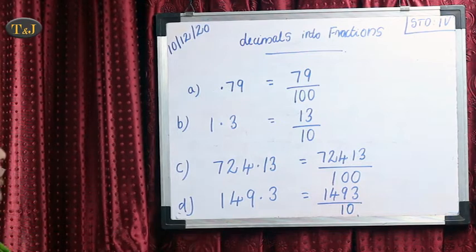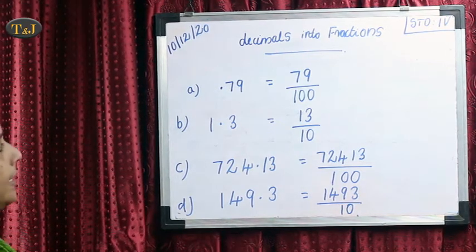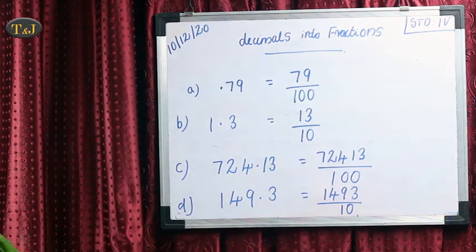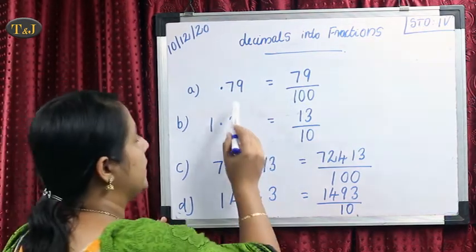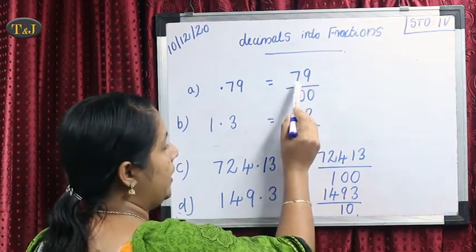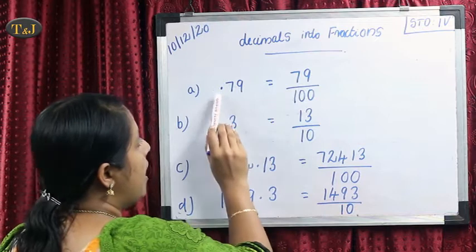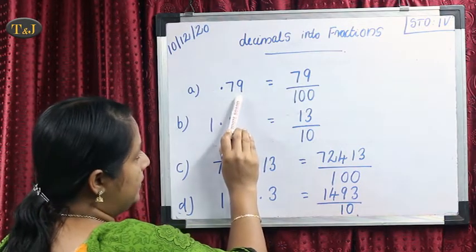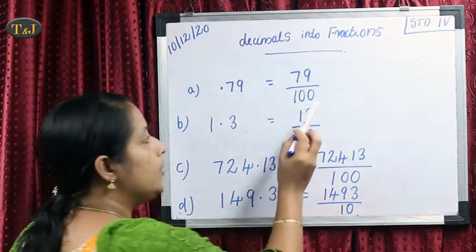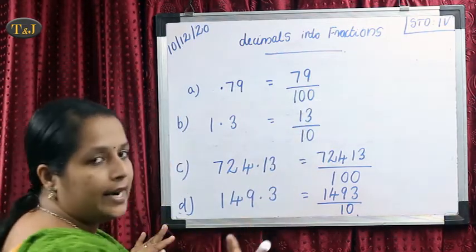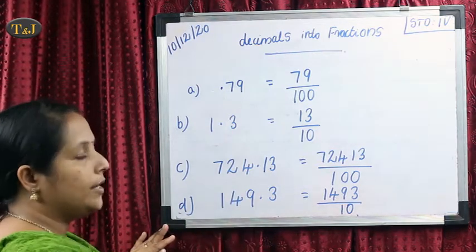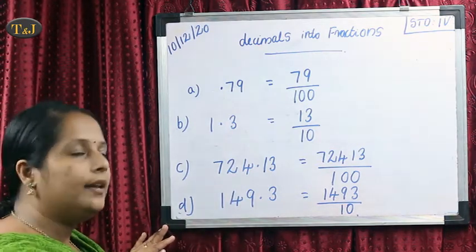Okay. Then once more, our question is a decimal and our answer is a fraction. So our first question, 0.79. How can we convert this decimal into a fraction? First we write the number without the point. Here the number is 79. Then after the point, how many digits are there? 1, 2. There are 2 digits. So in our denominator, 2 zeros. The number with 2 zeros is 100. So we get 0.79 as 79 by 100.